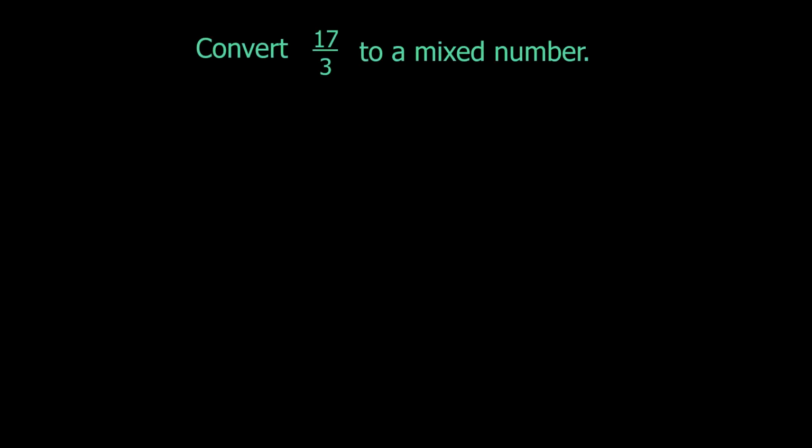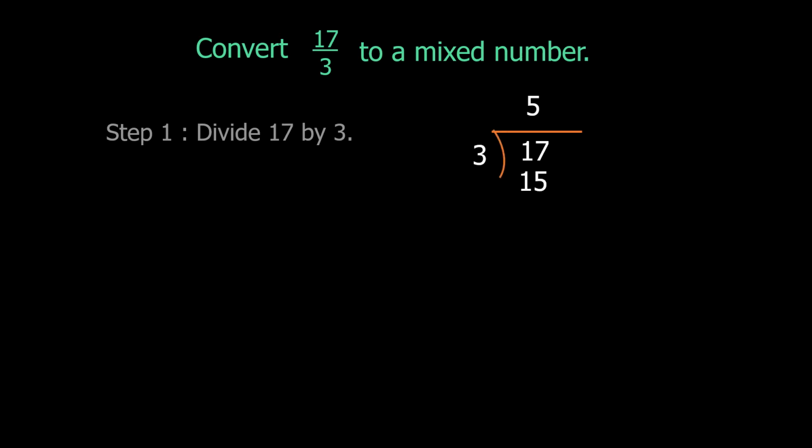Convert 17 by 3 to a mixed fraction. So how will you convert? For this we should divide 17 by 3. Shall we divide? 17 divided by 3. So 5 3s are 15. Remainder is 2. So how will you write this?